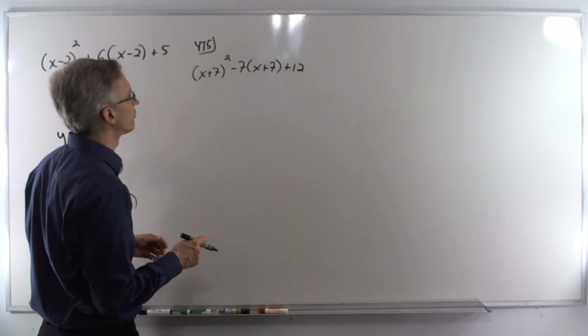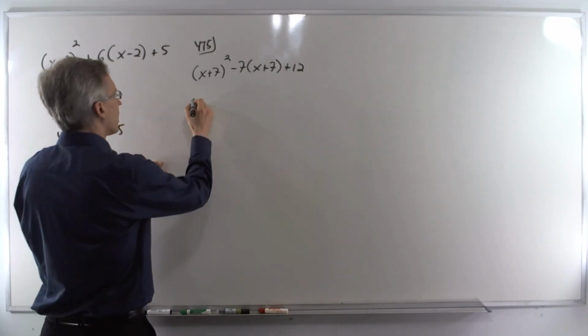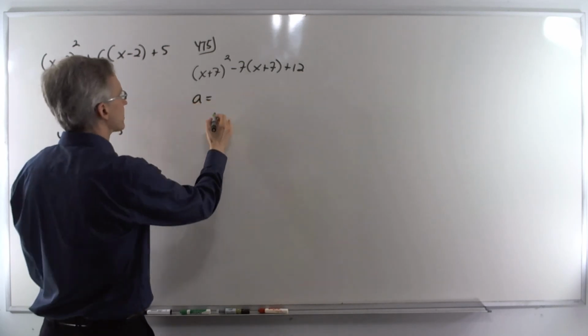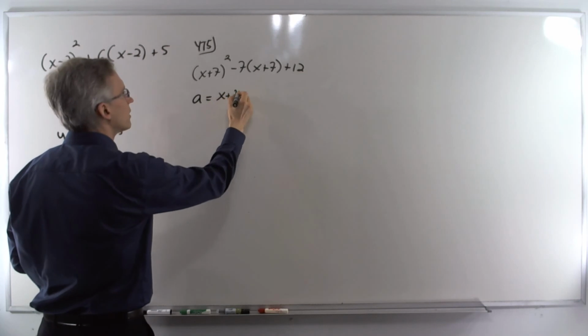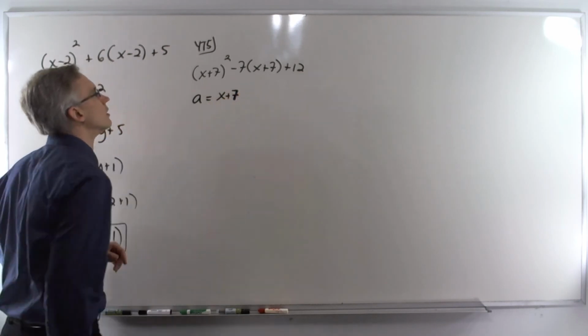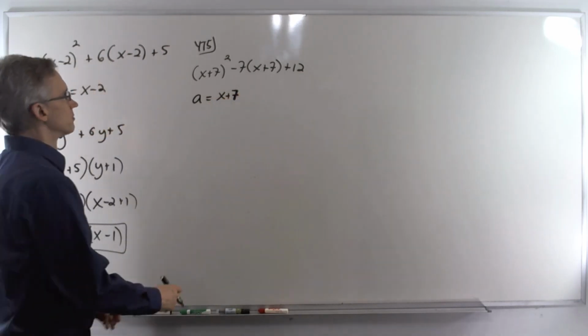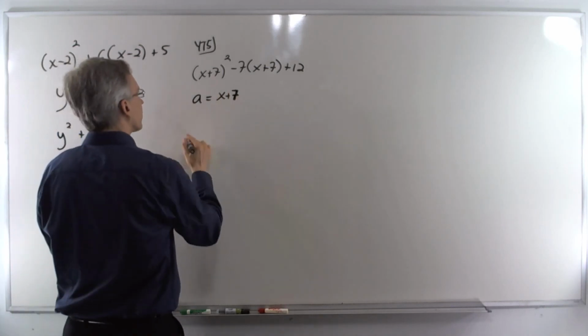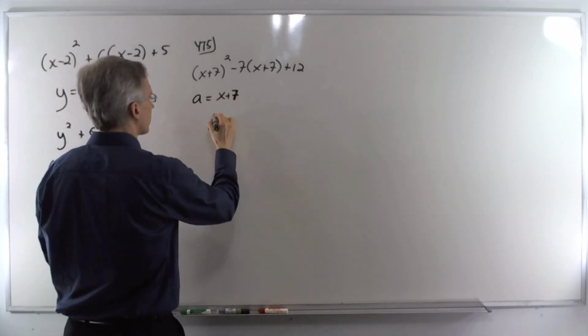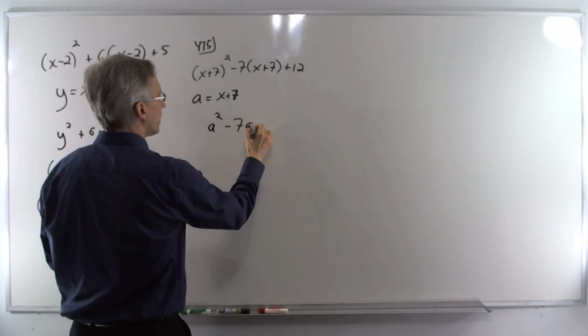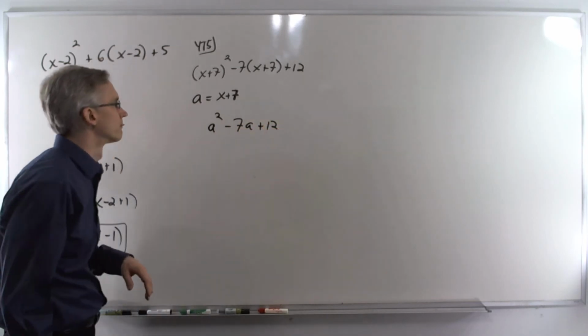So we're going to find a new variable now. Doesn't matter what it is, you can use y or a or something like that. I'm going to use a this time. A equals x plus 7. And then substitute. Everywhere we see an x plus 7, I'm going to plug in a. So a squared minus 7a plus 12.